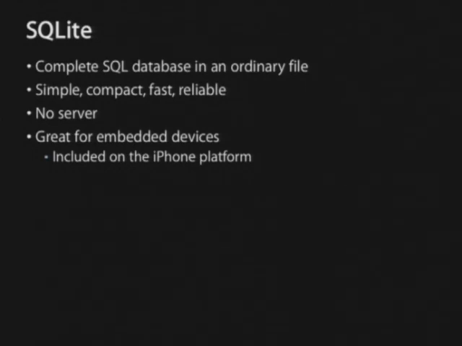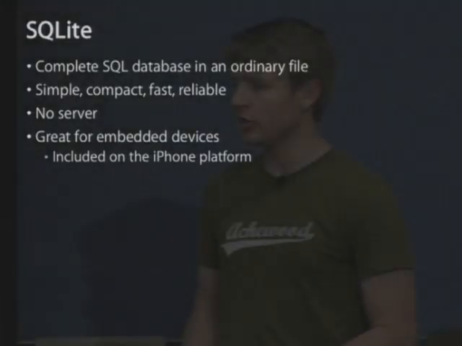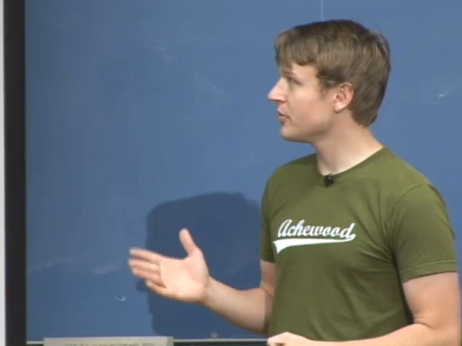So SQLite is a complete SQL database in a file on disk, an ordinary file. You don't need to have a database server running. You don't need a bunch of configuration, and you basically access it using a library with C methods that deals with this file on disk as if it were a full-on SQL database. It's very simple. It's compact. It's fast. It's reliable. It's especially great for embedded systems like the iPhone, situations where you don't have a ton of RAM or CPU to throw around. As I mentioned, there's no server. It's just a file and the APIs that you're using to interact with that file. And it's included on the iPhone platform, conveniently enough.